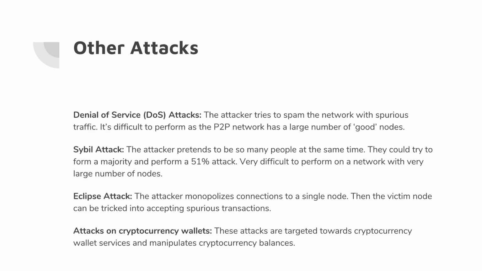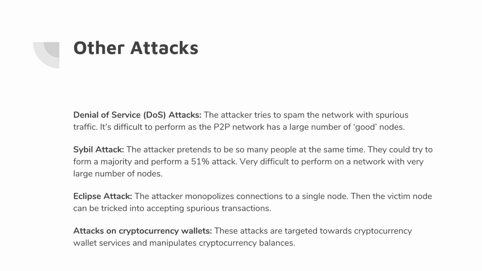Now there is an attack called the Eclipse attack. In this, the attacker monopolizes connections to a single node, so the victim can be tricked into accepting spurious transactions. Each node in the network wouldn't be directly connected to every other node in the system. So let's say we have a node which is connected to 3 or 4 nodes, and someone somehow has control over all these 4 nodes. Then they can essentially control what information reaches this victim node.